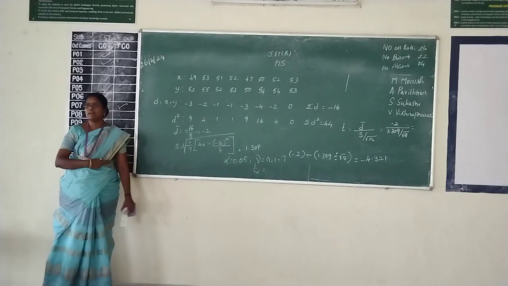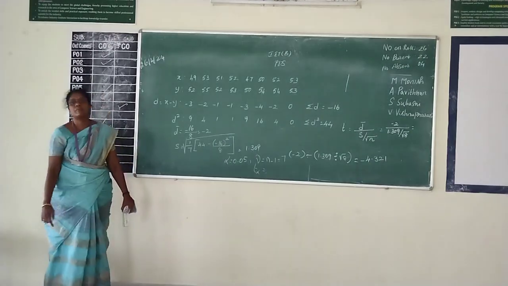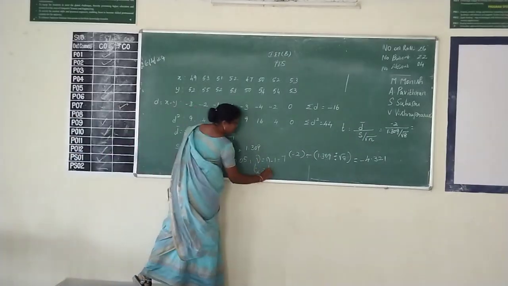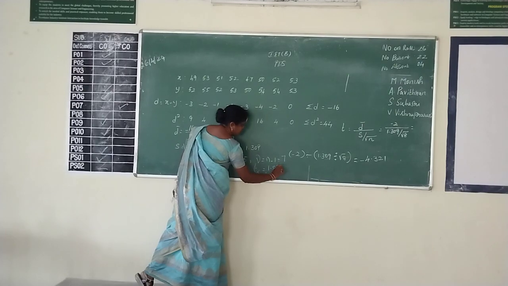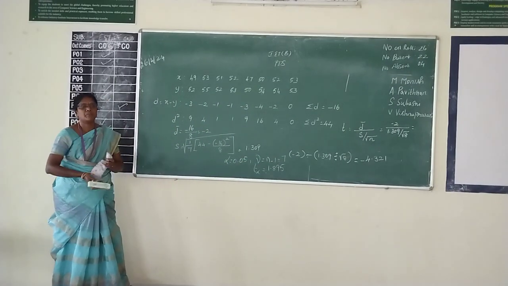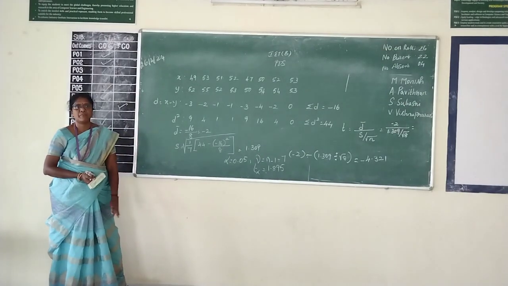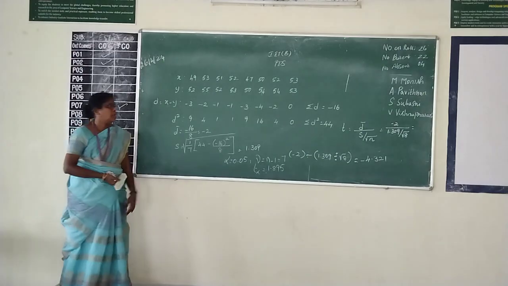One tail or two tail? One tail, so look into the one tail row. Alpha is 0.05. The table value is 1.895. Yes. Now the conclusion.